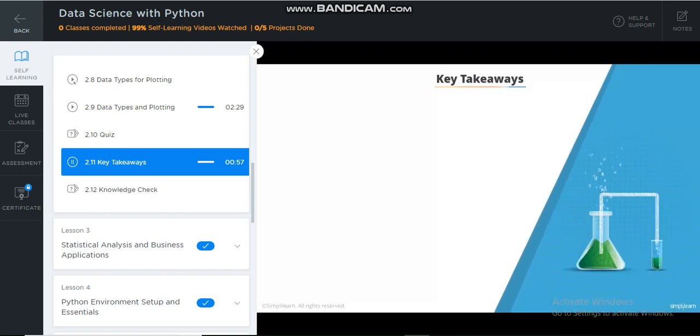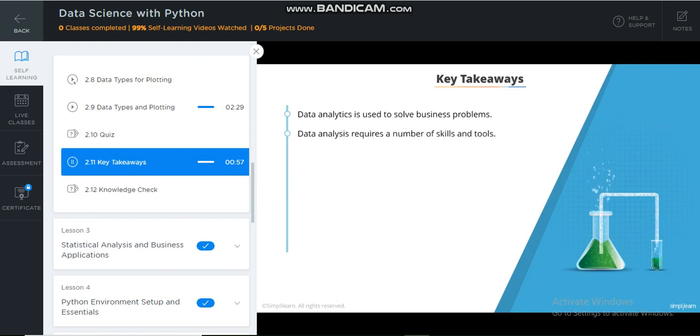Let's now quickly recap what we've learned in the lesson. Data analytics is a process that will answer a question or solve a business problem. There are a number of skills and tools required to carry out data analytics successfully. The data analytics process is challenging in the data wrangling, data exploration, and model selection phases.